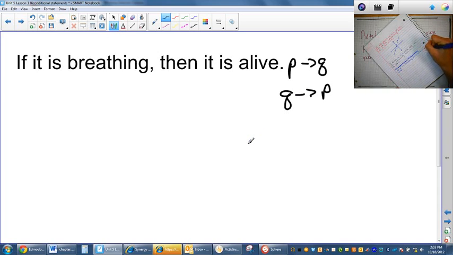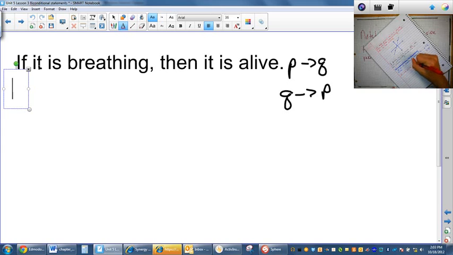Wait, so it's already in the conditional, right? Yes. Now we have to just switch it. Correct. You just need to switch the hypothesis and the conclusion. In other words, I want you to write the converse. JP, what would the converse be?